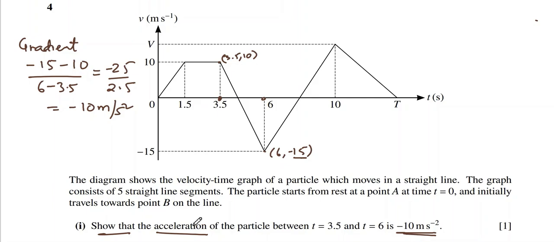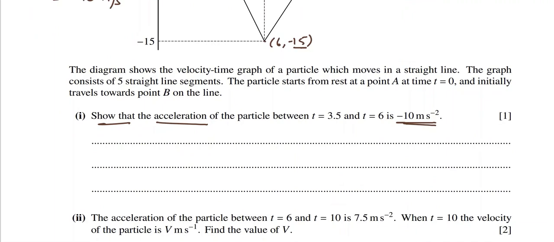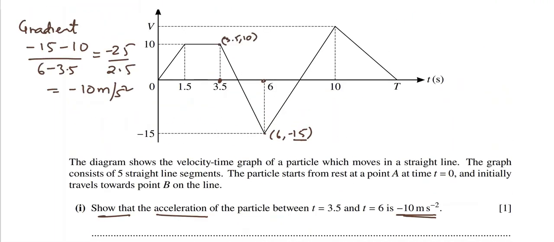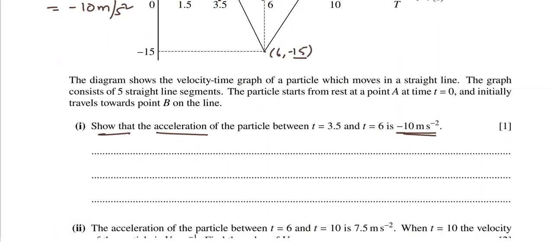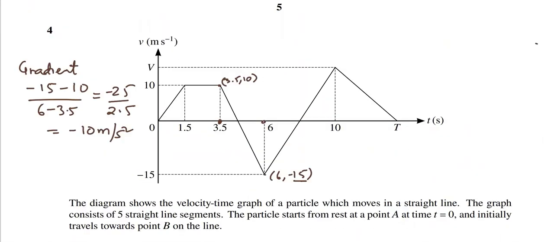Okay, next part. The acceleration of the particle between t equal to 6 and t equal to 10 is 7.5 meters per second square positive. When t equal to 10, the velocity of the particle is v, find v. Okay, so here it is v meters per second. Find that, they are saying.